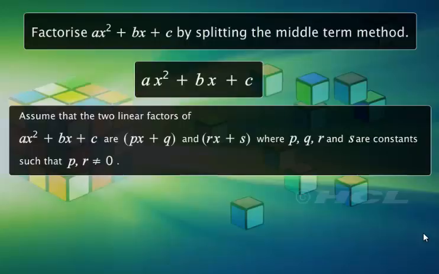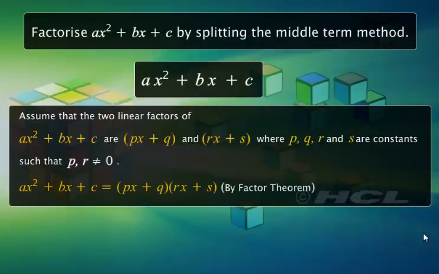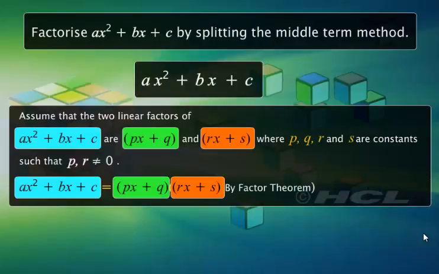Let us assume that the polynomial ax squared plus bx plus c can be factorized in two linear factors, px plus q and rx plus s, for some constants p, q, r and s. So according to the factor theorem, the polynomial ax squared plus bx plus c must be equal to the product of px plus q and rx plus s.